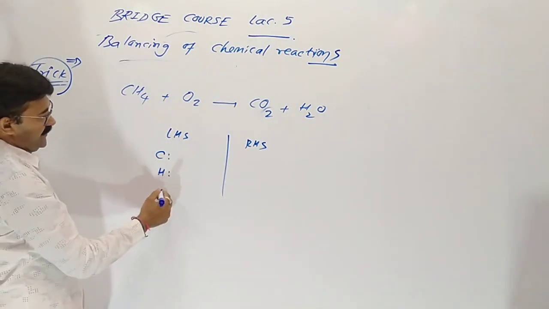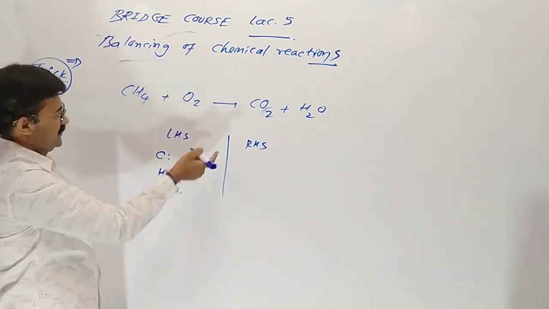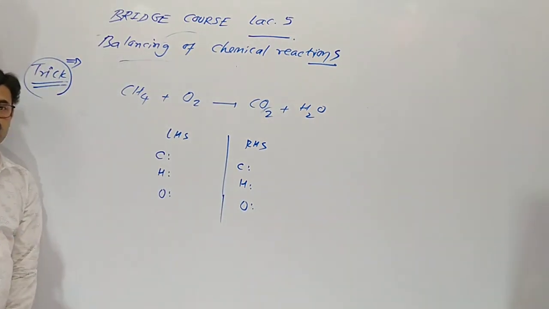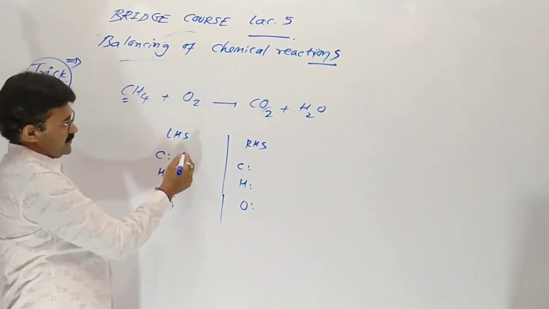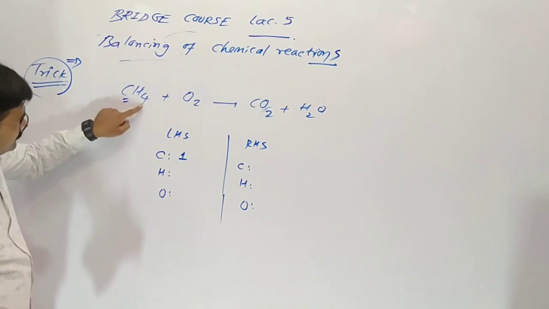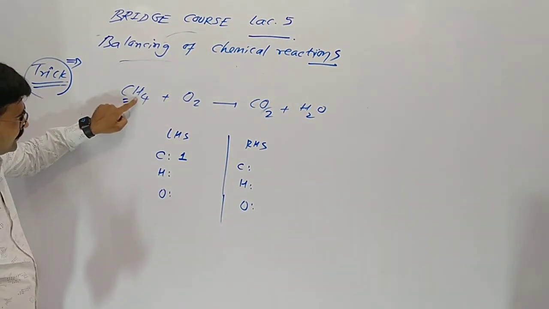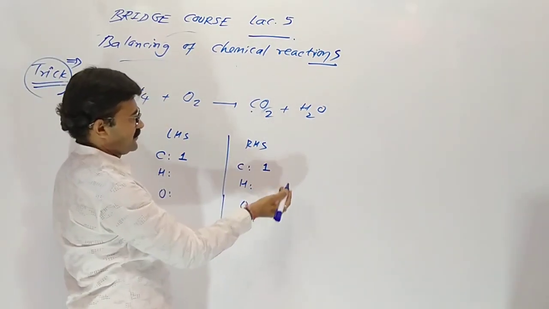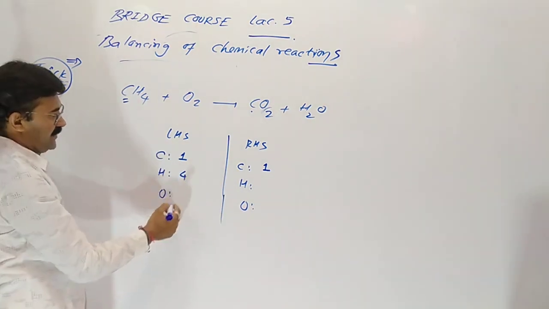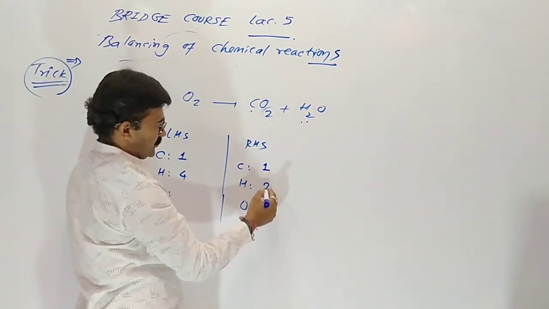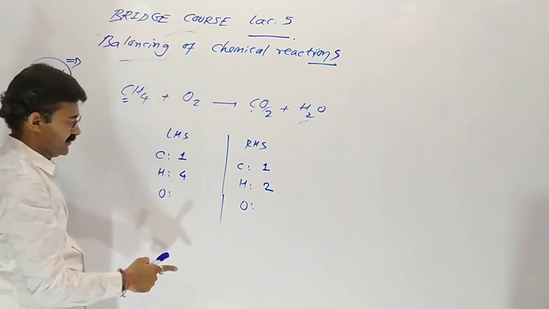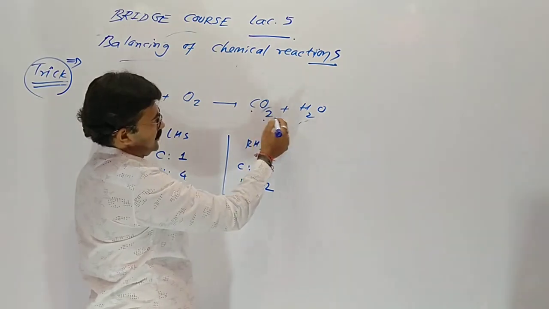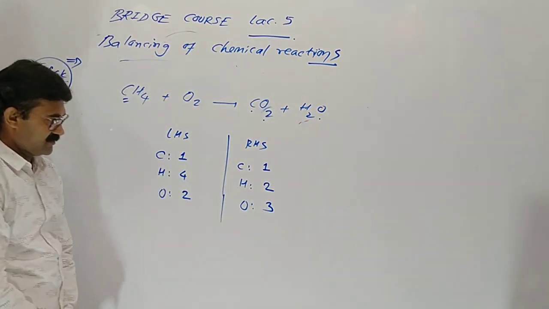Carbon, hydrogen, oxygen. Yes, the right hand side also has carbon, hydrogen, oxygen. Here the number of carbon is 1. The 4 is only multiplied to hydrogen, not to carbon. Carbon is 1. Here also carbon is 1, hydrogen 4 times. Here hydrogen 2 times, H2 means 2 times hydrogen. Oxygen 2 times. Here oxygen is 2 plus 1, 3 times.